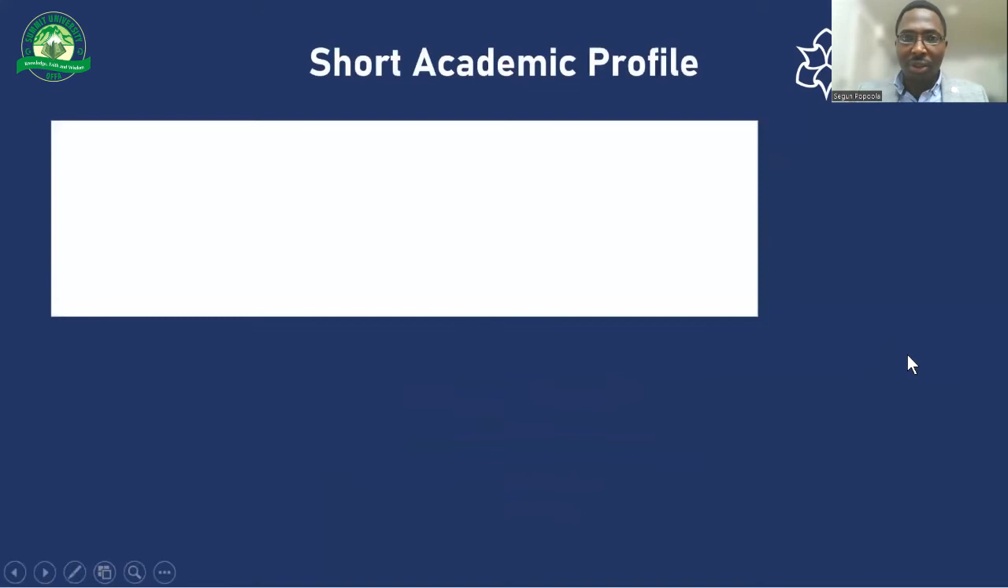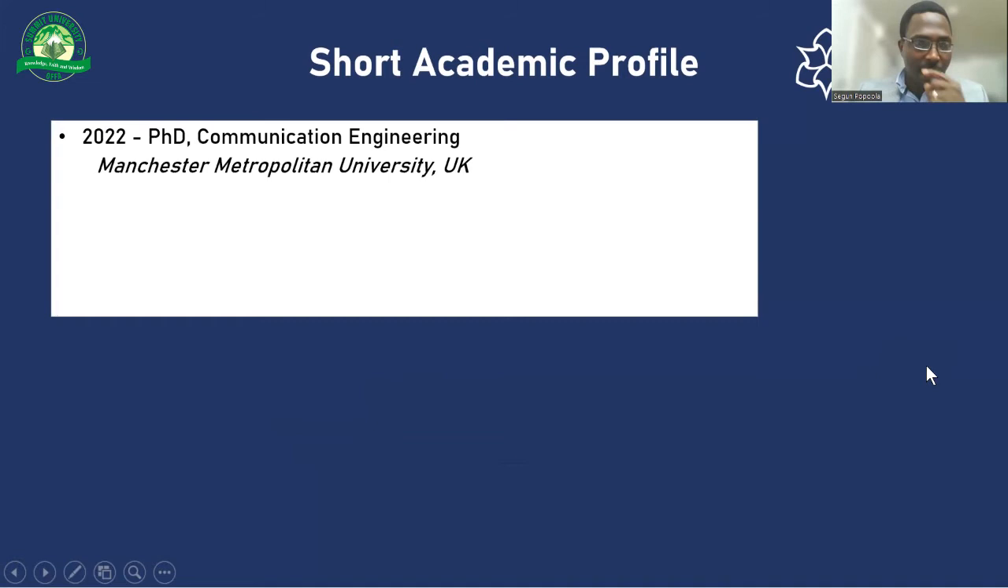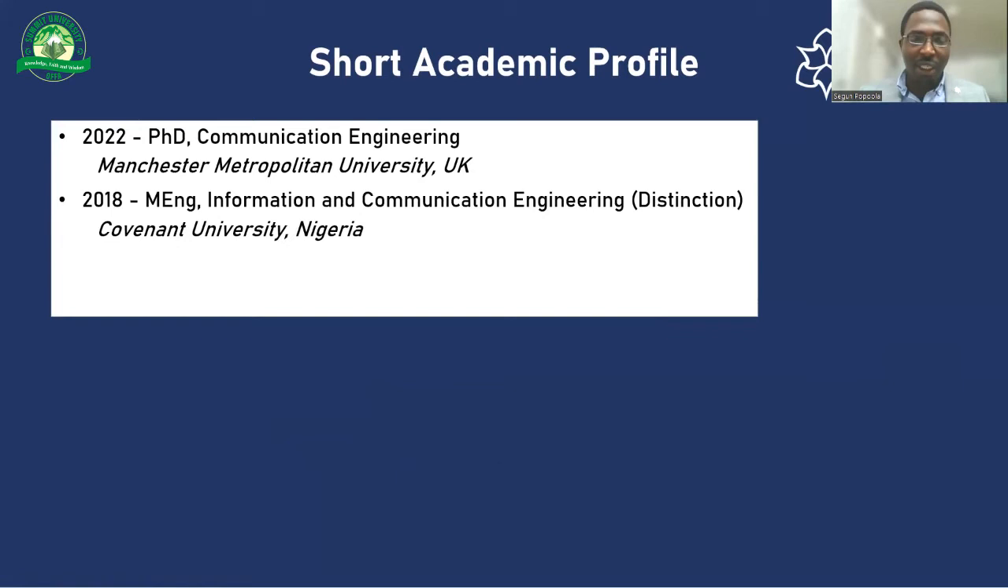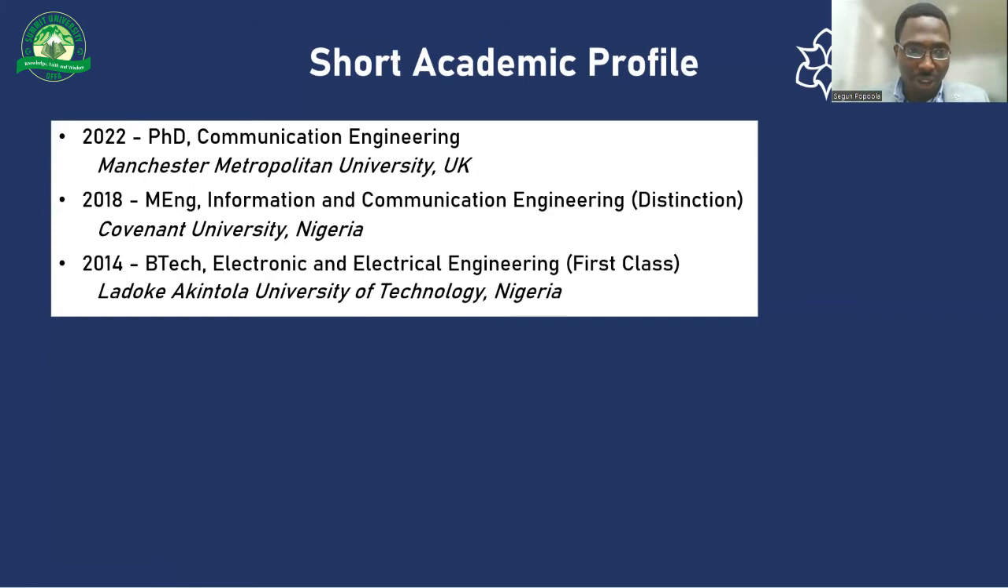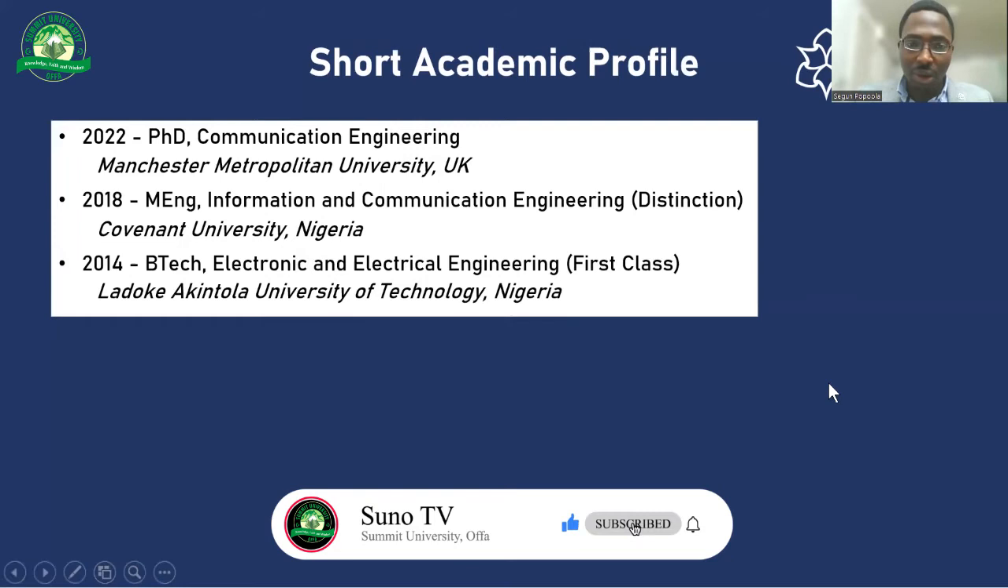I'll just tell you a little background about my academic journey. This year, precisely in June, I completed my PhD in Communication Engineering at Manchester Metropolitan University in the UK, and previously I obtained a Master of Engineering degree in Information and Communication Engineering. That was in 2018 at Covenant University, Nigeria. In 2014, I finished my first degree, that is a Bachelor of Technology degree in Electronic and Electrical Engineering. That was at Ladoke Akintola University of Technology, Nigeria.